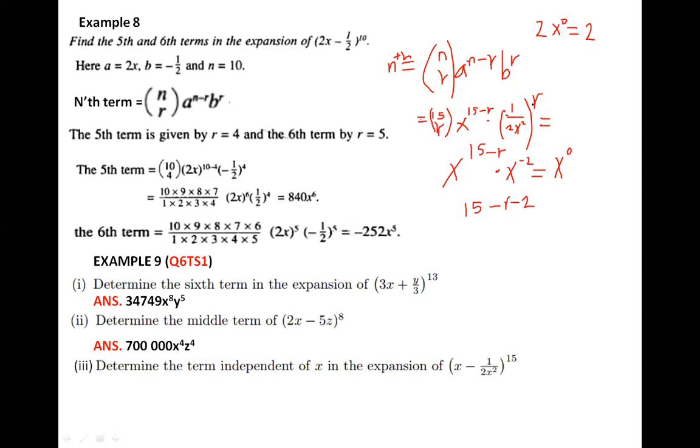Oh sorry, this r is also multiplying with everything in the brackets there. So this is going to be 15 minus r minus 2r is equal to 0. When you simplify this, you're going to have 3r is equal to 15.